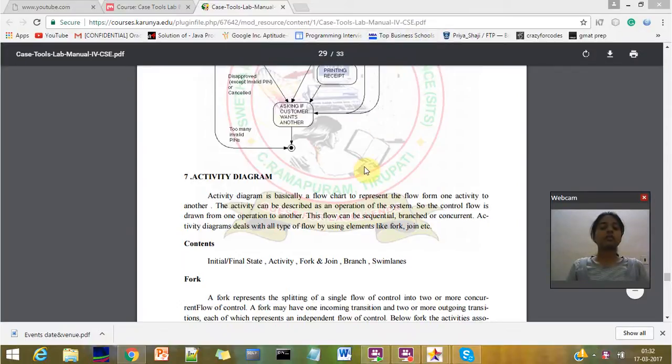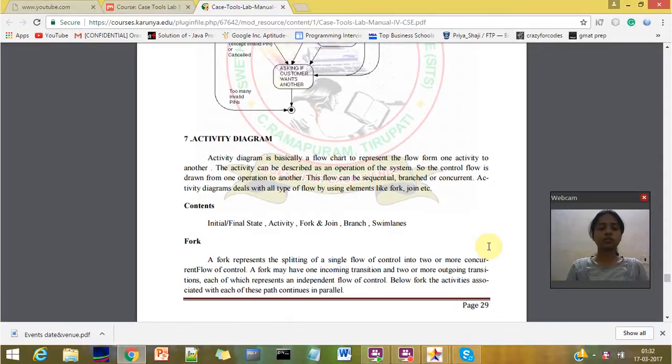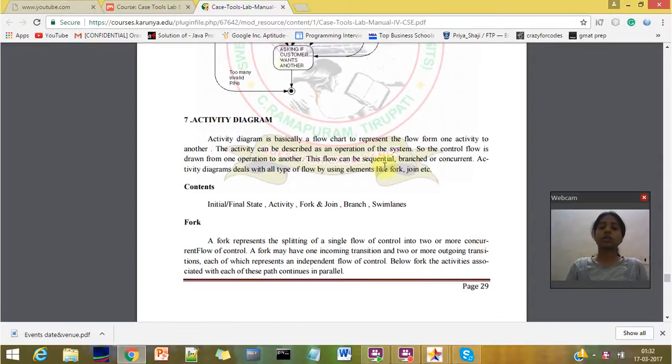Hi everyone, this video is based on the activity UML diagram. Now it's basically a flow chart to represent the flow from one activity to another. The activity can be described as an operation of the system, so the control flow is drawn from one operation to another.